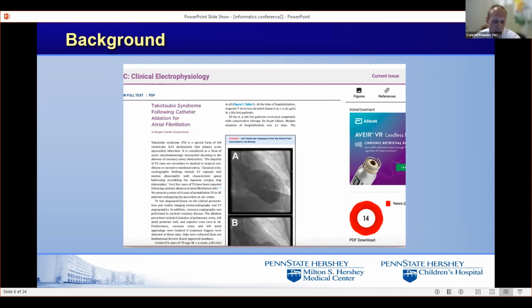So in this case series, the authors found that 6 patients out of 11,000 in their center developed tachycardia syndrome, which is a stress-induced cardiomyopathy. It is important to understand how often this syndrome occurs because it presents similarly to a heart attack, and the diagnostic and treatment approach may be different.